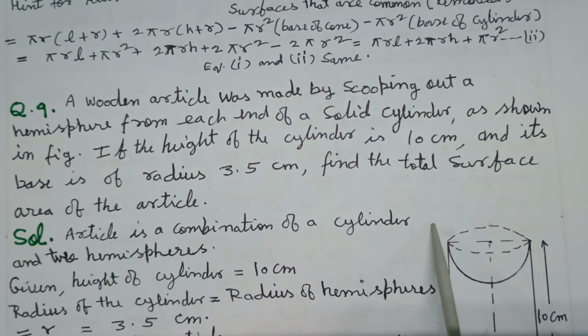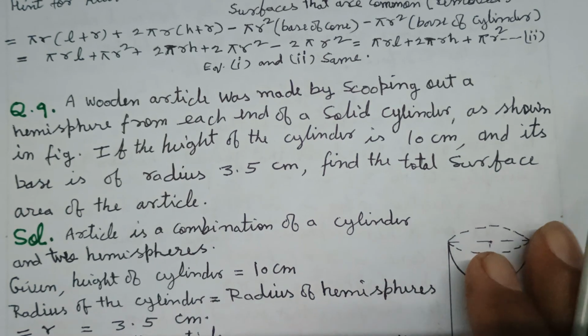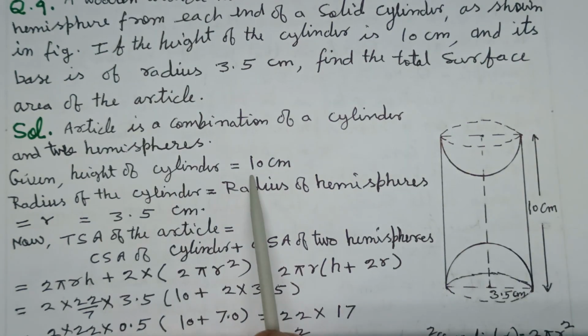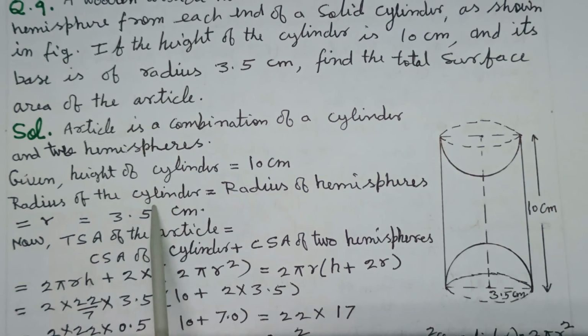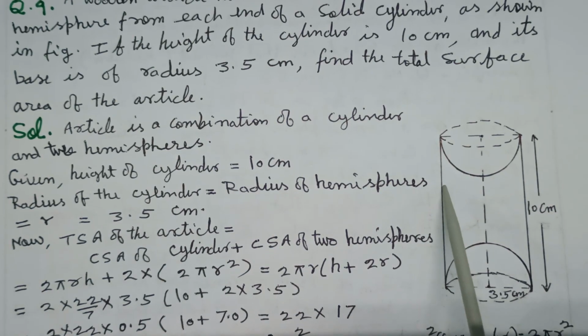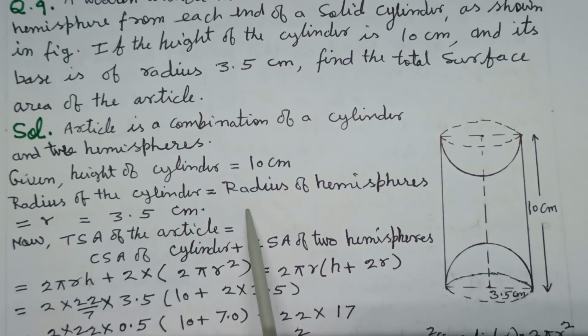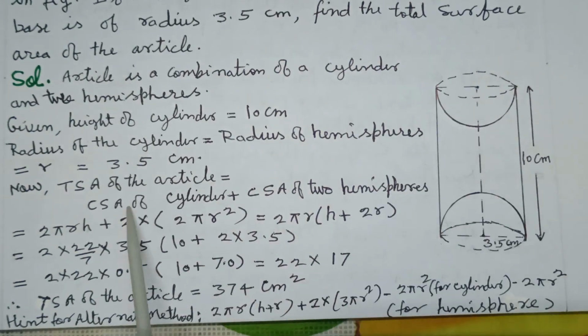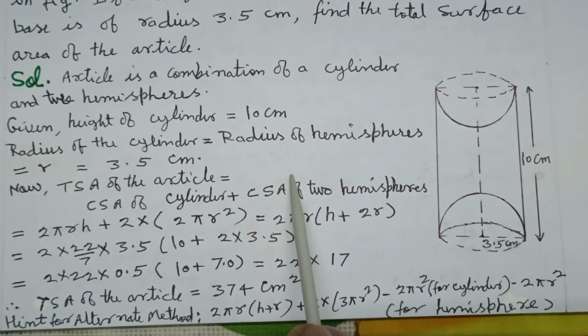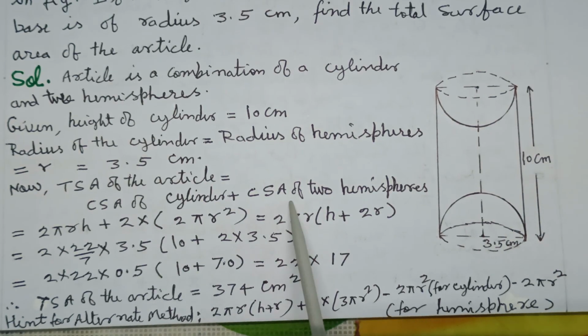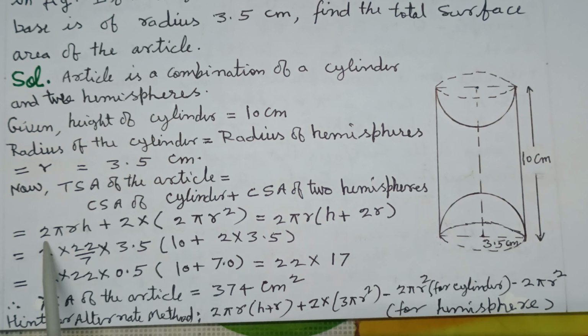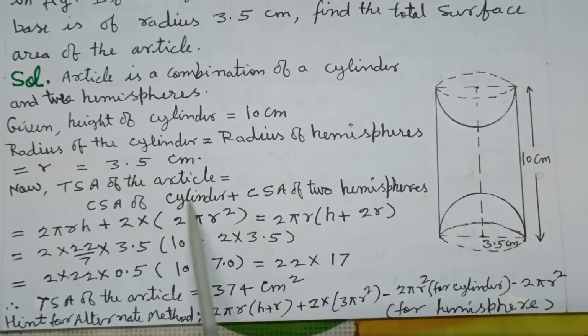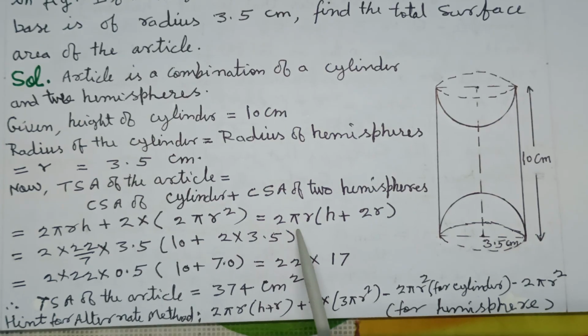So, solution. The article is a combination of a cylinder and two hemispheres. Given the height of the cylinder is 10 centimeter, the radius of the cylinder is equal to the radius of the hemispheres, r = 3.5 centimeter. Now TSA of the article is equal to CSA of the cylinder plus CSA of two hemispheres. So it is equal to 2πrh, the formula, plus 2 into 2πr², since this is the CSA of one hemisphere.